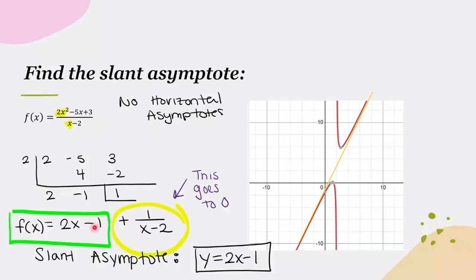The slant asymptote is always going to be your quotient. So in this case, the 2x minus 1. My slant asymptote is the line y equals 2x minus 1. That's because as x gets really, really big, that remainder is going to go to 0, and we're just going to be left with that line, y equals 2x minus 1. So if you want to find a slant asymptote, you can use synthetic division or long division. You ignore the remainder, and your answer is just the quotient. That is your asymptote.